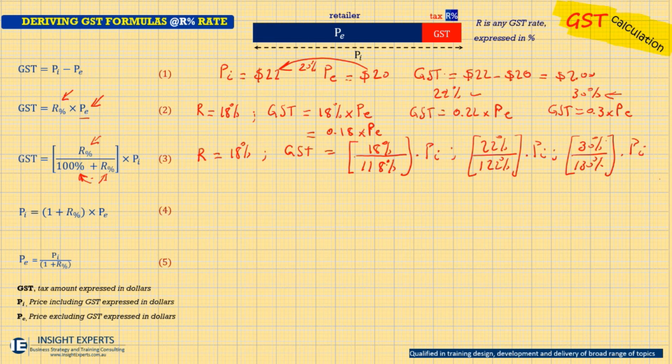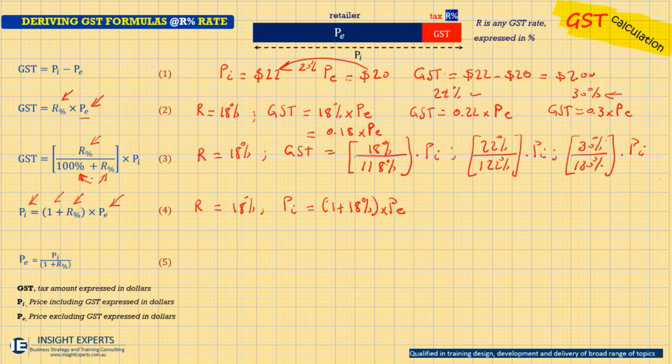Now moving on to equation number four, which describes the relationship between the price before and after tax at any given GST rate. It states the following: to calculate the price including GST when the price excluding GST is given, you simply take the rate, whatever the rate is in percentages, and you add 1 to it. So let's take an example. If R equals 18%, and so my price after tax is equal to 1 plus 18% multiplied by the price before tax.